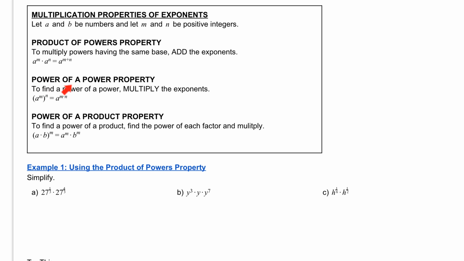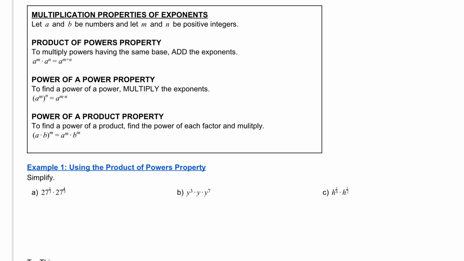The next one is the power of a power property. To find a power of a power, multiply the exponents. So if I have a base raised to the m power, and then I want to raise it again to the n power, then I am multiplying my exponents together. And finally, today we're going to look at the power of a product property, which says that if you have two bases inside, here we have a and b, this exponent m on the outside is going to get multiplied to all the exponents on the inside. So we get a to the m times b to the m.